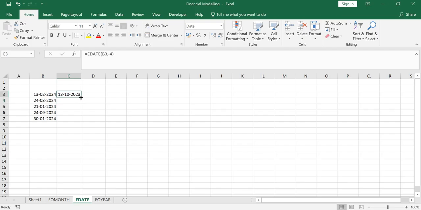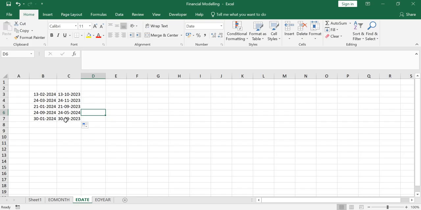Now what we have to do, we have to drag this and you will observe that next date is 24th of March and the 4 months previous to this date is 24th of November and so on. So while using the e-date, you can calculate the months ahead of the given date or the months which are previous to the given date.